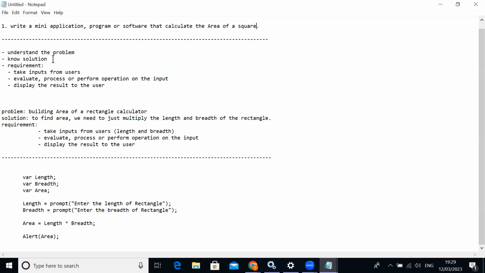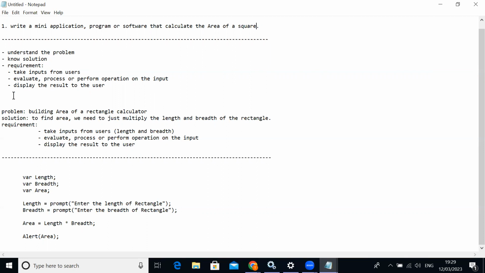Two, you need to know the solution to the problem, because the goal of programming is to teach the computer how to perform a particular task. So you are going to teach the computer how to solve the problem. If you don't know the solution, how are you going to direct the computer to provide it? So you have to know the solution.